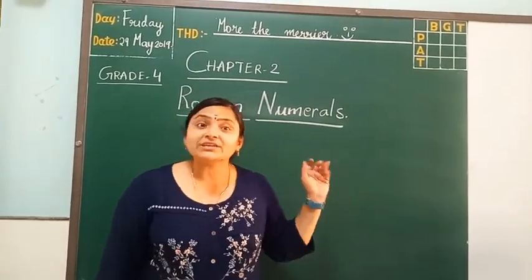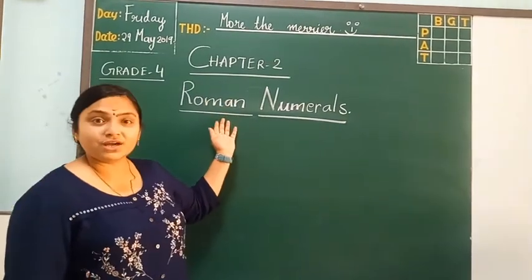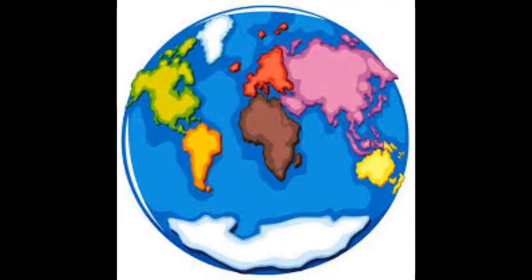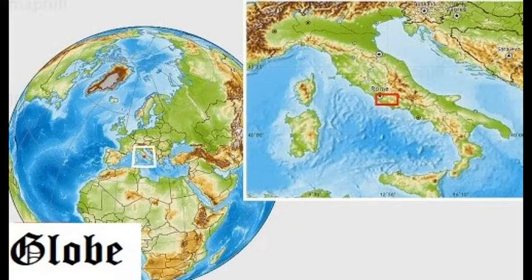Today we are going to learn about the chapter Roman Numerals. See, this is our globe. How wonderful are these? See, there is a small dot on the globe. That is Rome, from where these Roman numerals originated.